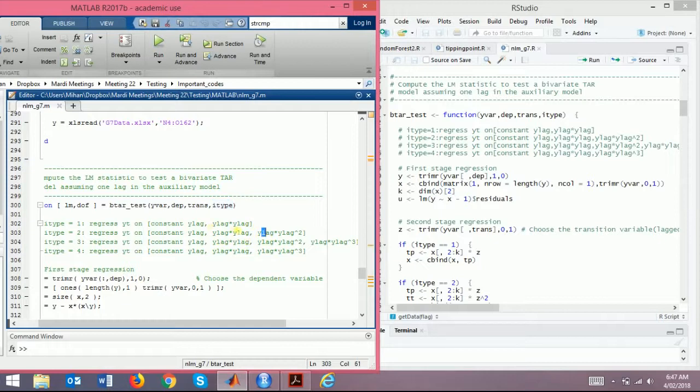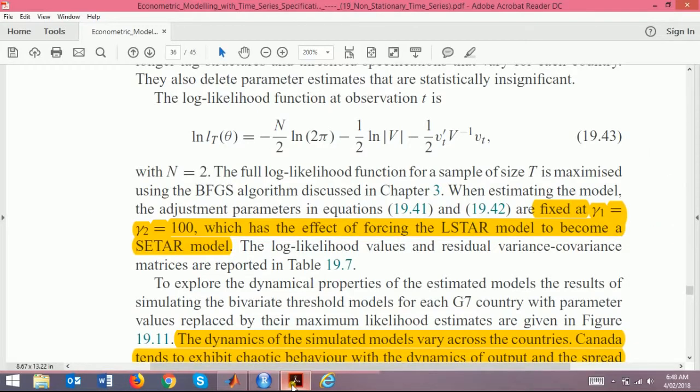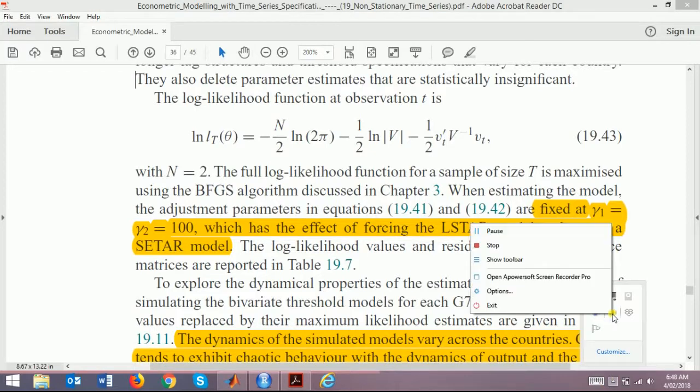So this is ylag square, ylag, constant, ylag on ylag and ylag square. So it will go on ylag square, ylag cube. I-type 4 regress, though it comes down, so ylag square is removed in the last I-type, right? We referred in this chapter somewhere, there is an equation, but we're not gonna go looking for it right now. Let's see though if we can find it here.